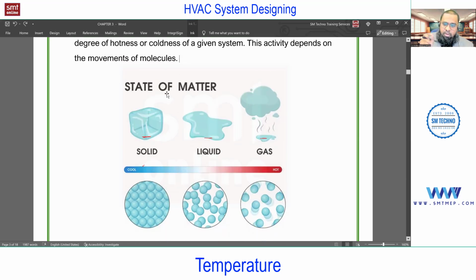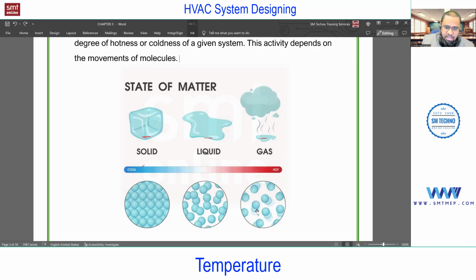So the molecules start vibrating. So in solid, the temperature is less. That's the reason the molecules can be closely packed, because the movement is less, right? And as the temperature increases, the movement increases. So it requires more space for the movement. That's the reason you'll find more space in liquid and further in gas. So I think you are getting my point. Means you are able to understand the nature of this temperature.